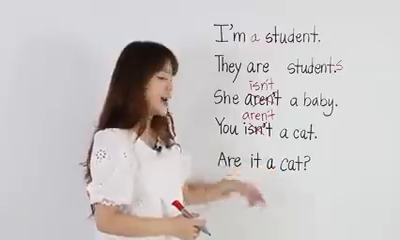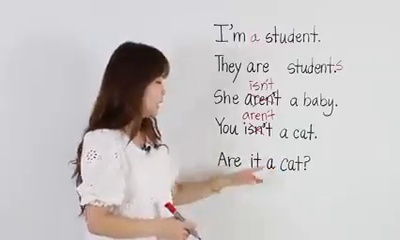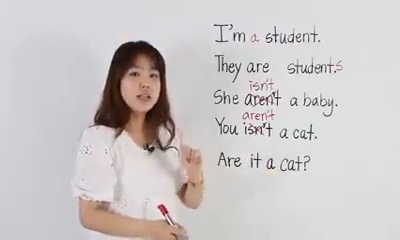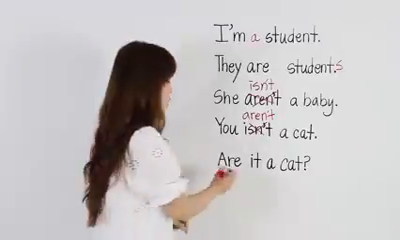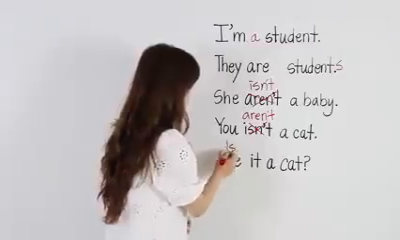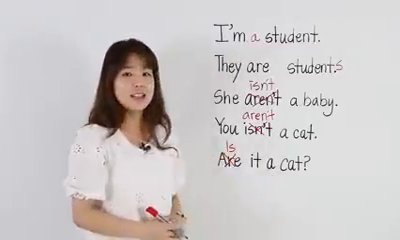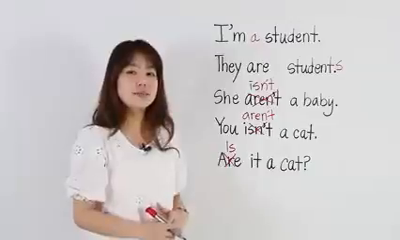Okay? Are it a cat? A cat. That's one animal. So, do we need are? No. We need the be verb is. Is it a cat? Is it a cat?